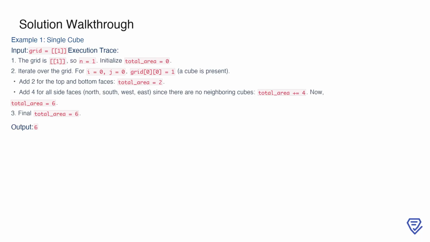To begin solving the problem, we start with a very simple example, a single cube. The input grid is a 1 by 1 matrix with a single value of 1, meaning there's one cube at position (0, 0). First, we initialize the total surface area, totalArea, to 0. Now, for the single cube, we add the areas of its top and bottom faces, which contribute 2 units to the total area. Next, since there are no adjacent cubes in any direction, north, south, east, or west, all 4 side faces are exposed. This adds 4 more units. Summing these contributions, the total surface area becomes 6. Thus, for this single cube, the output is 6.